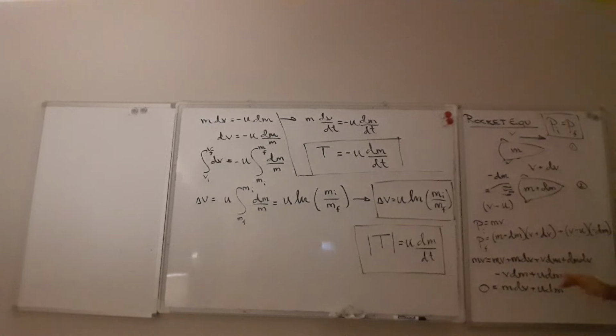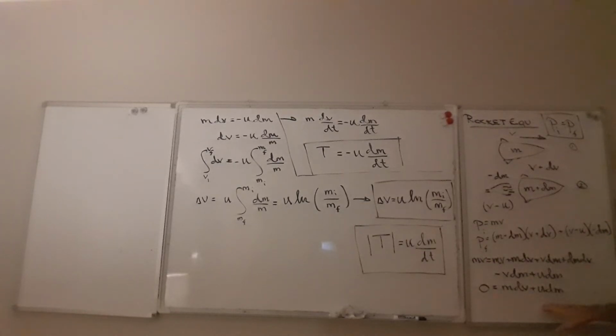Now this simplifies a lot. These 2 terms cancel. This term, dm dv, remember dm is already infinitesimal, dv is infinitesimal. What's infinitesimal squared? Basically 0, okay? So that term goes away. So all you're left with, and this term, negative v dm and positive v dm cancel. So all you're left with is a 0 on one side of the equation and these 2 terms on the other side, m dv plus u dm.